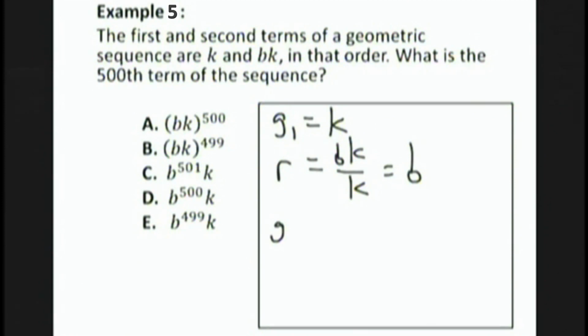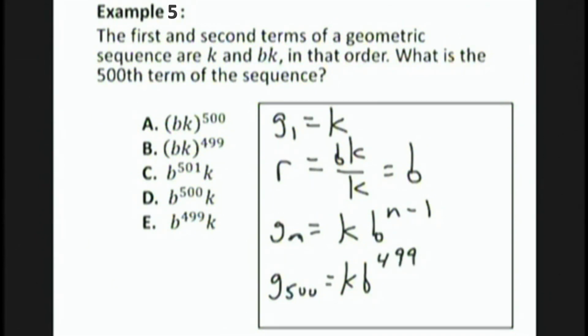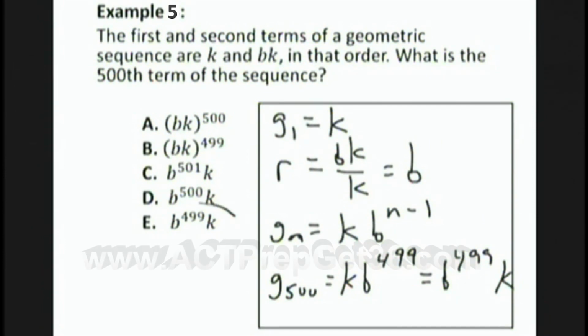So the nth term of this geometric sequence is the first term, k, times the common ratio to the n minus 1. We want the 500th term of the sequence, g sub 500, so that's kb to the 500 minus 1, which is 499. And the answer choices do not look exactly like that, but since multiplication is commutative, we could change the order and write this as b to the 499 times k, which is choice E.